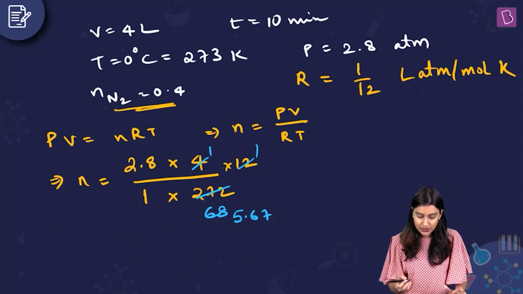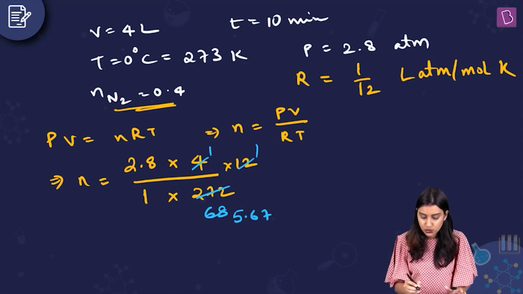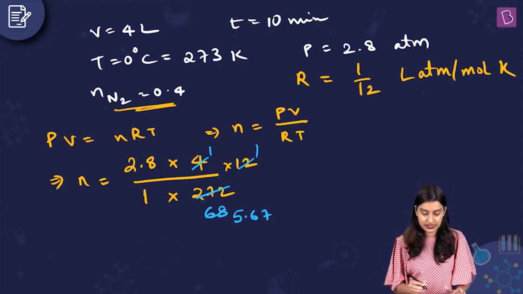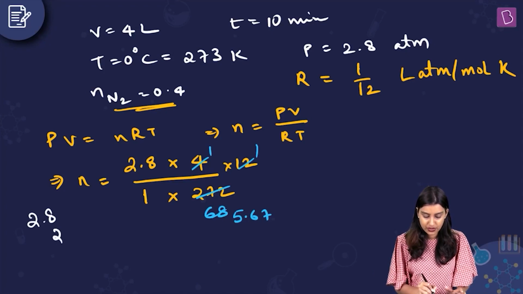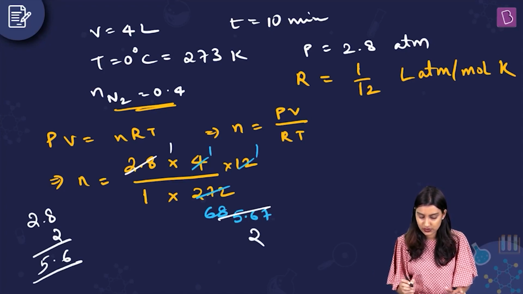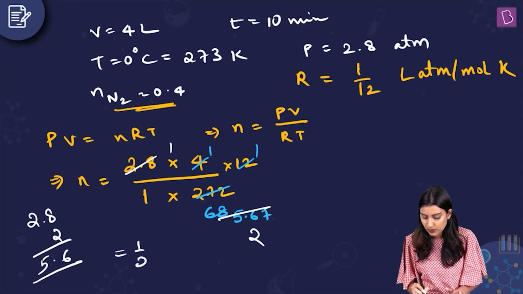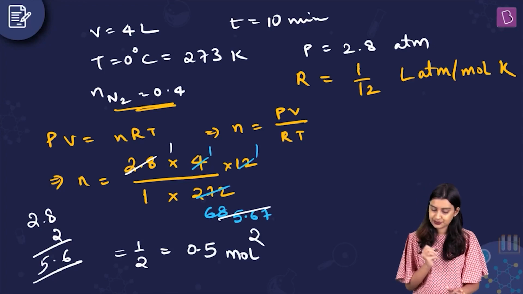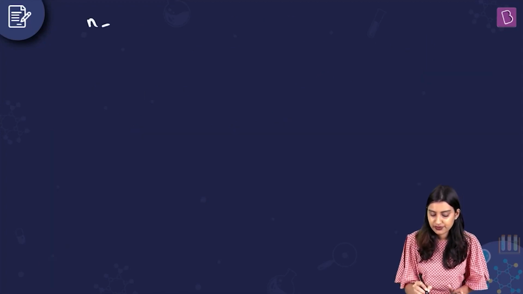Okay, so now what do you have? You have 2.8 divided by 5.67. So you do 2.8 into 2. What do you get? You get 5.6. So cancel this out once, cancel this out twice. Your n comes out to be 1 by 2, which is nothing but 0.5 moles. Okay, so your total number of moles is going to be 0.5.